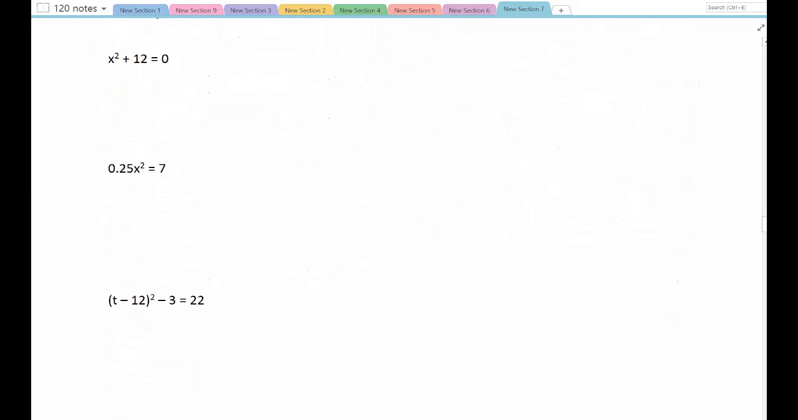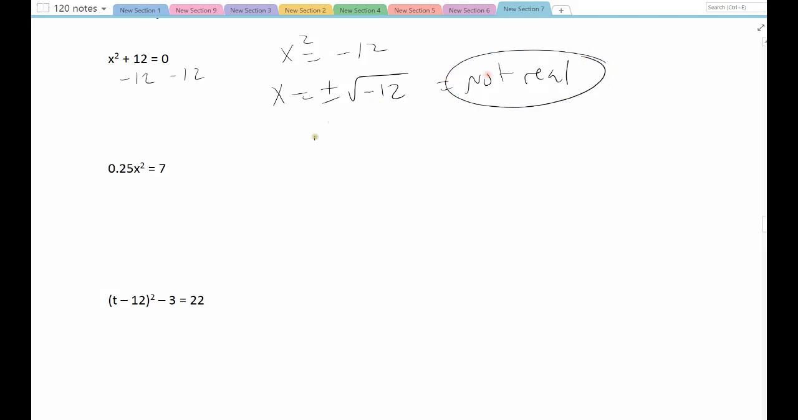Alright, second example. Isolate the x squared, so I get negative 12, so x squared equals negative 12. But this time, if I try to use my square root, it's the square root of negative 12, which is not real. I only want real roots. And so when I get non-real roots, it means this function was the no solution case. If you graphed it, it's completely above the x-axis. And so there are no real solutions.